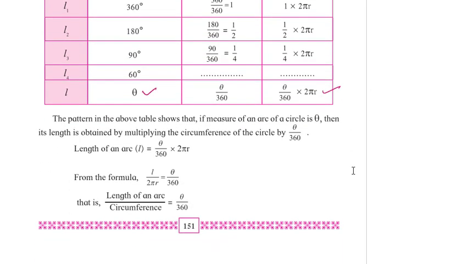So we can conclude that the length of an arc is theta upon 360 into 2 pi r, where theta is the angle at the center, 360 is the complete angle, and 2 pi r is the circumference of the circle. So better we remember the length of arc as theta upon 360 into 2 pi r, or we remember that the length of an arc divided by the circumference is equal to theta upon 360.